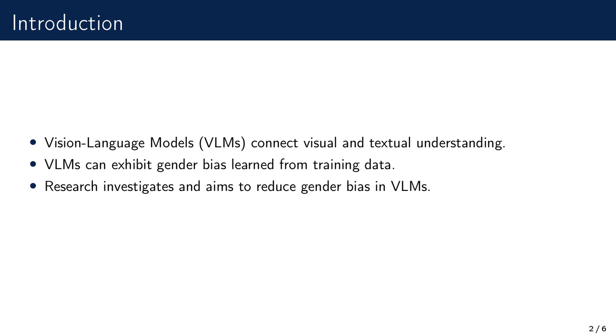Vision language models, or VLMs, are really good at understanding the world by combining what they see in images with what they read in text. Think of them as artificial intelligences that can both look and read, and then connect the dots. However, these models can sometimes pick up biases from the data they are trained on. One common problem is gender bias.